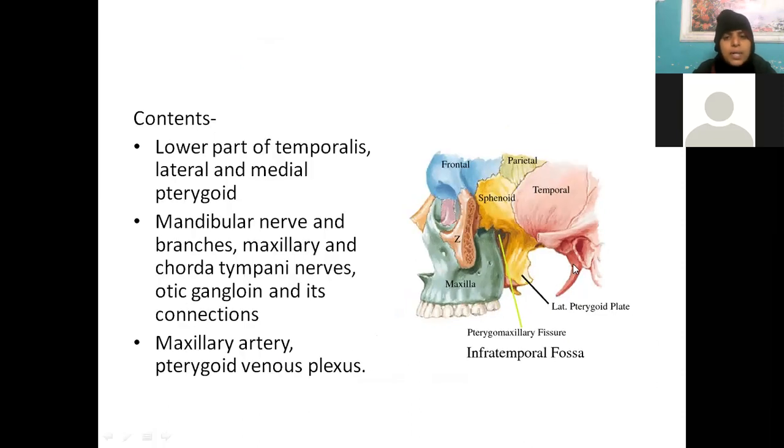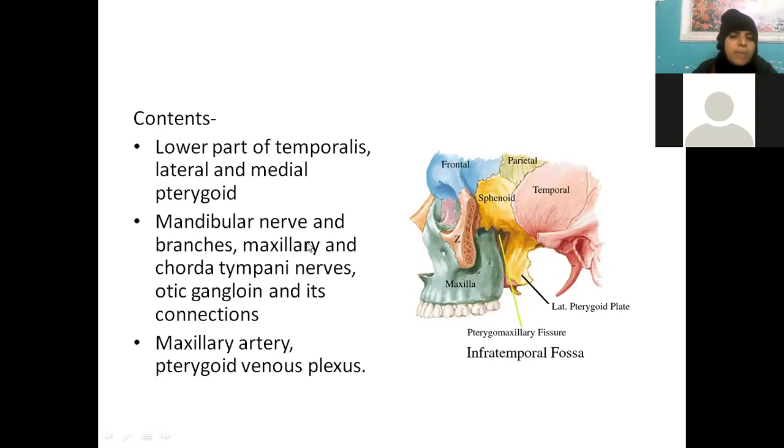Contents. What are the contents of the infratemporal fossa? See, we have seen the temporalis muscle was passing inside the zygomatic arch. Hence, lower part of the temporalis, we have two more muscles of mastication, the lateral and medial pterygoid.